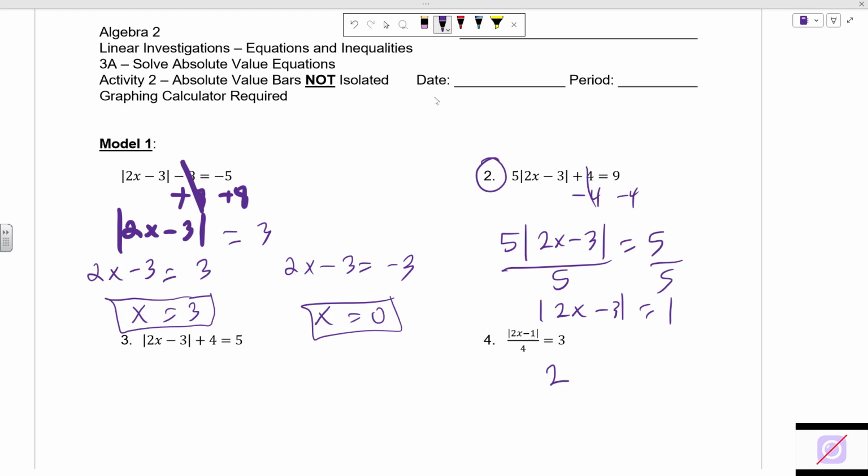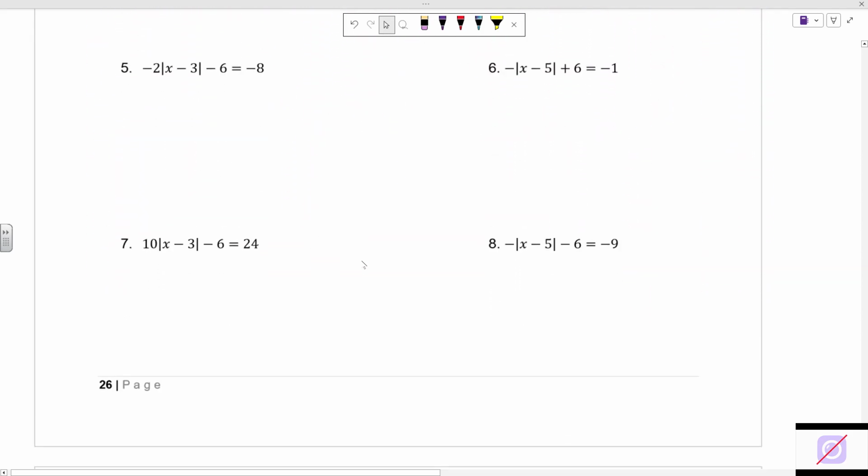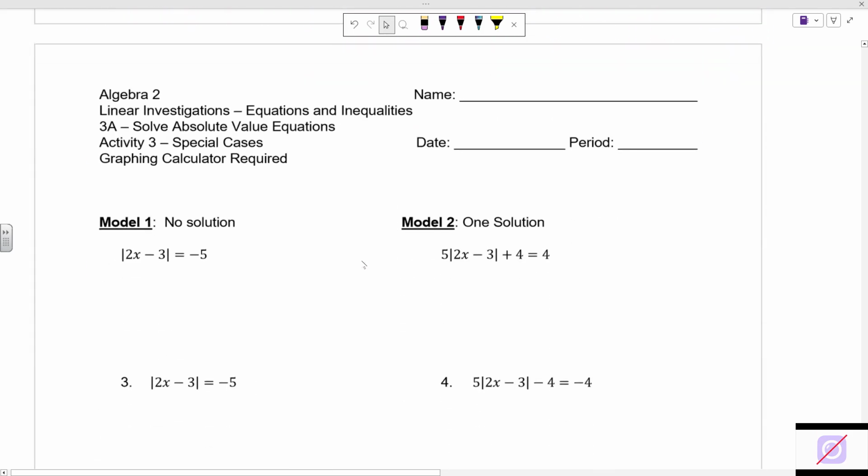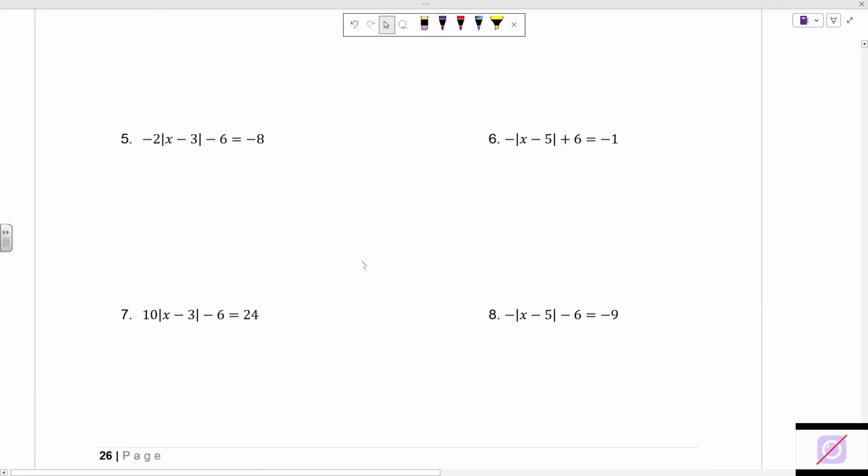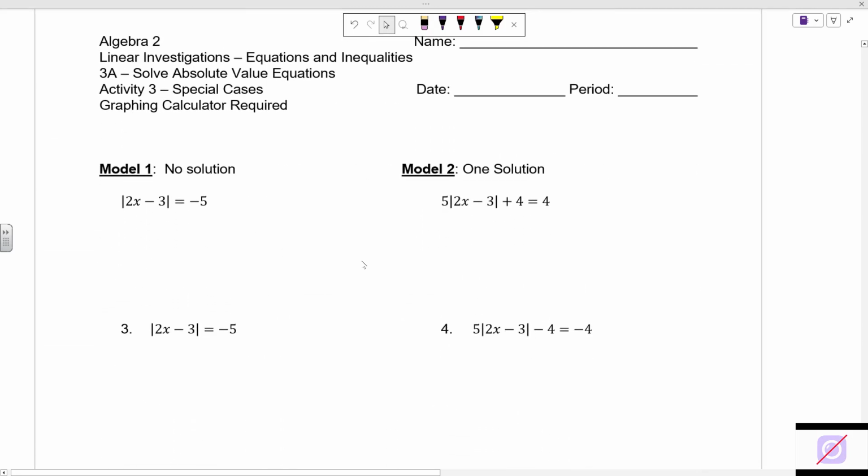You can create two equations. 2x minus 3 equals 1. And then 2x minus 3 equals negative 1. So then now you would solve this one like you would any normal equation. All right, the last example I'll talk about is this example on page number 27. So sometimes when you isolate the bars, if you have a negative number on the opposite side, you would just say no solution. There'll be no additional work that's required.